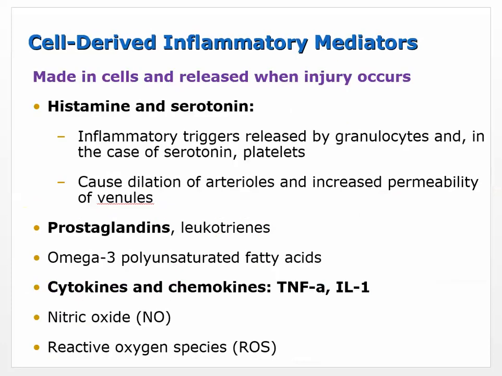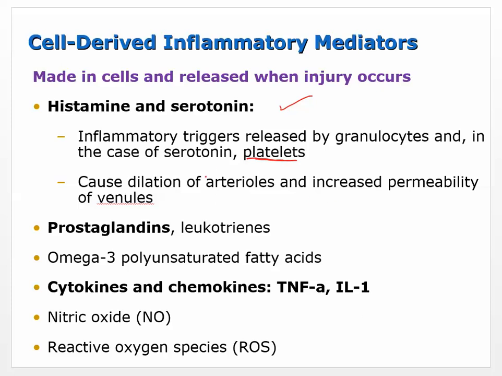Cell-derived inflammatory mediators are made in cells and released when the injury occurs. Histamine and serotonin are part of the granules we see in granulocytes. Inflammatory triggers are released by granulocytes, and serotonin is released by platelets. They cause dilation of arterioles and increased permeability of venules. So that's a couple of the roles that they have.